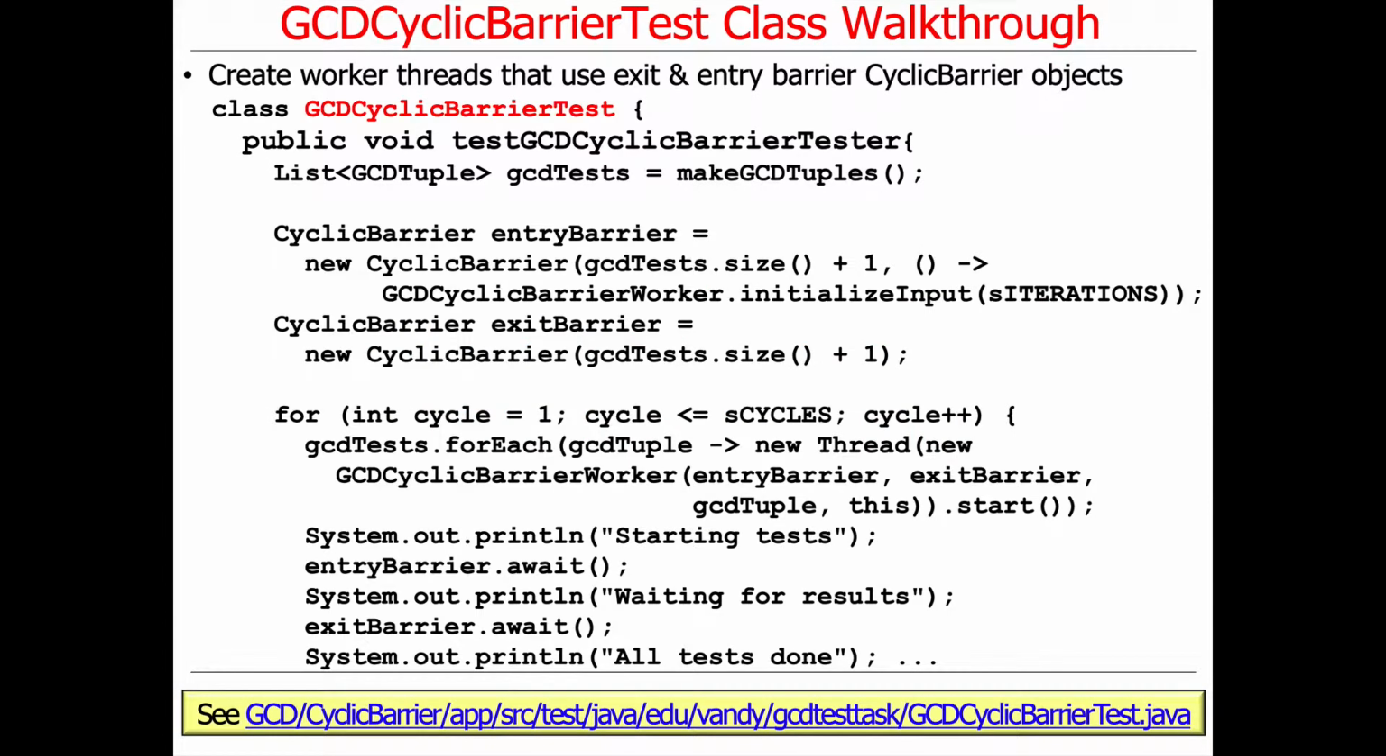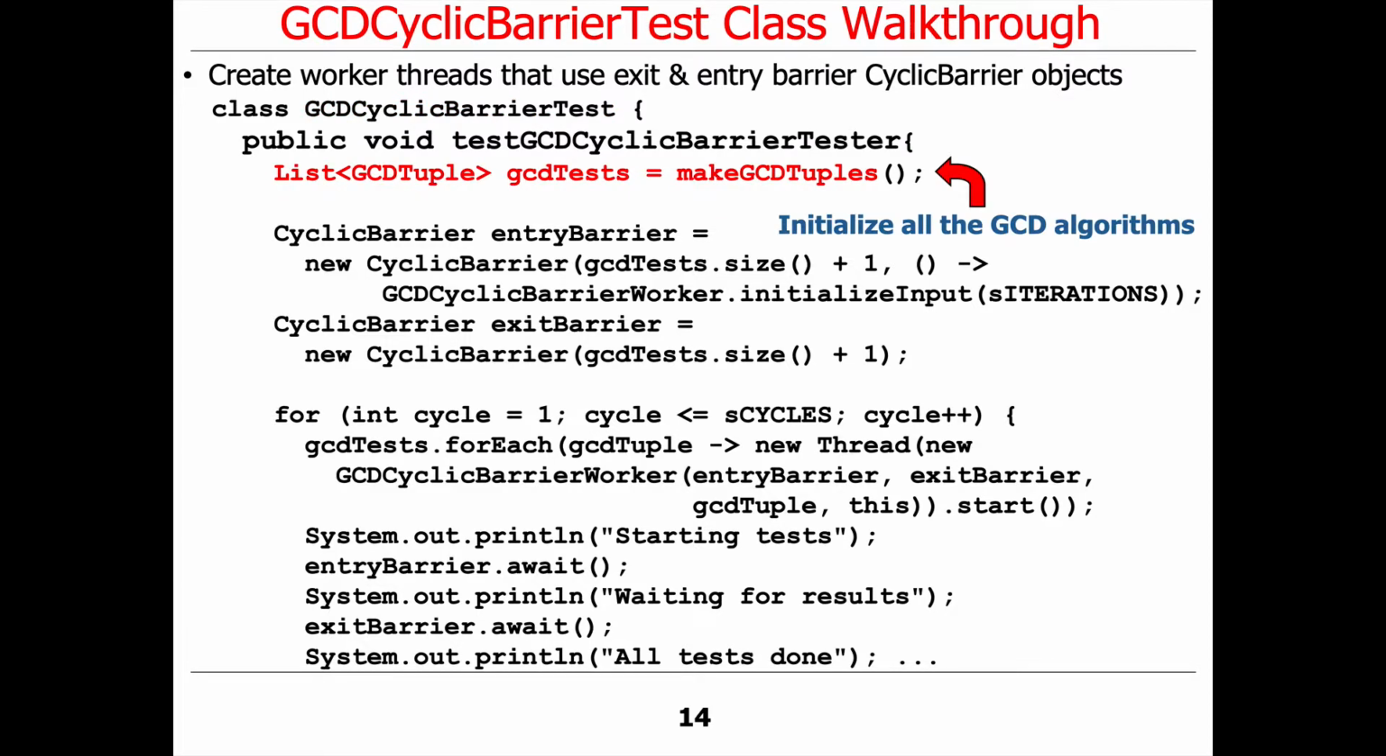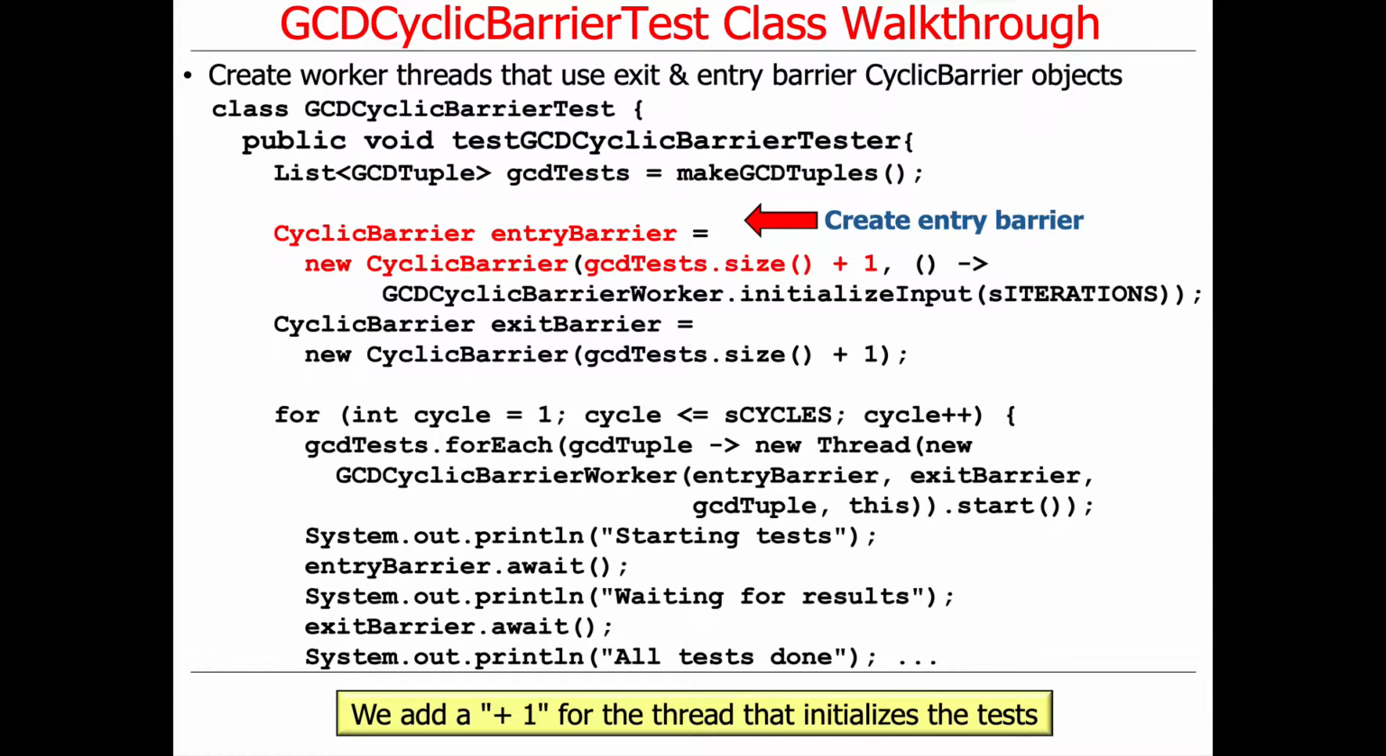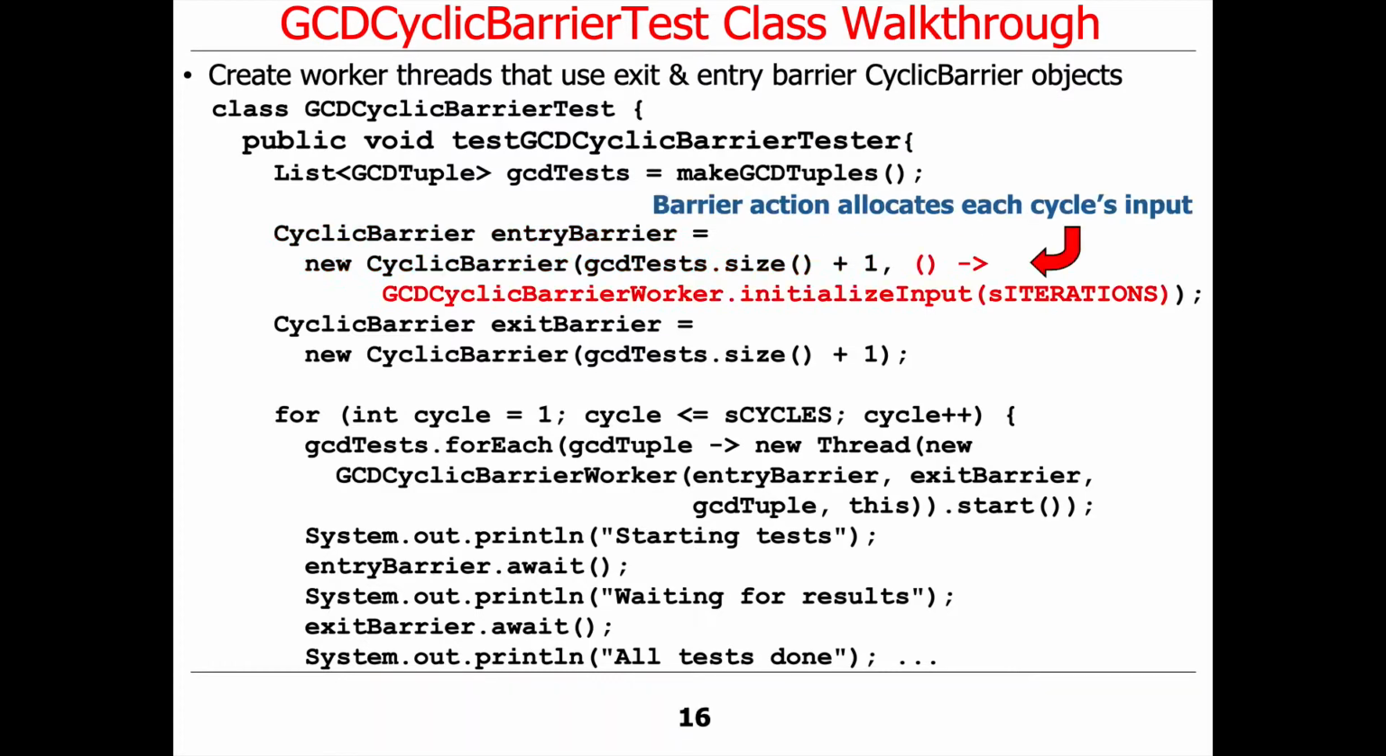This test is actually a unit test that runs within the Android Studio project that creates 4 worker threads that use exit and entry barrier cyclic barrier objects. The makeGCDTuples method initializes all the GCD algorithms. We then go ahead and create an entry barrier, which in this case is a cyclic barrier that's sized for the number of algorithms plus 1 for the test thread that initializes all the other tests. We give a barrier action to our cyclic barrier for the entry barrier, which will reallocate the input for each cycle that will be running for the test.